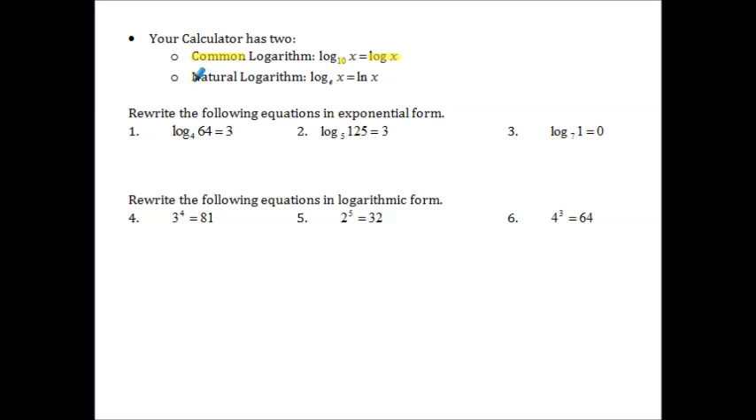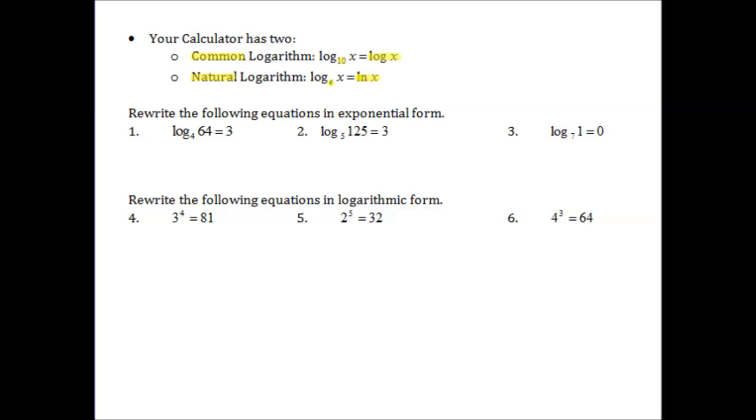The other very important one is the natural logarithm, and that's the logarithm with a base of e. E is Euler's number, and you learned about that in our last class. That one usually goes by the abbreviation ln for natural logarithm.